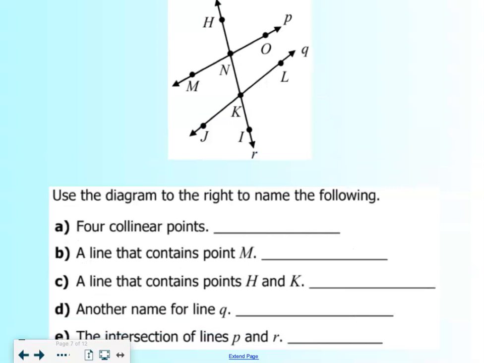Now we can finally see some examples. This will help us learn. We're going to use this diagram to answer the following. Name 4 collinear points. What does collinear mean? On the same line. Yes. So what are the only 4 points that are all on the same line? H and K. Yes.